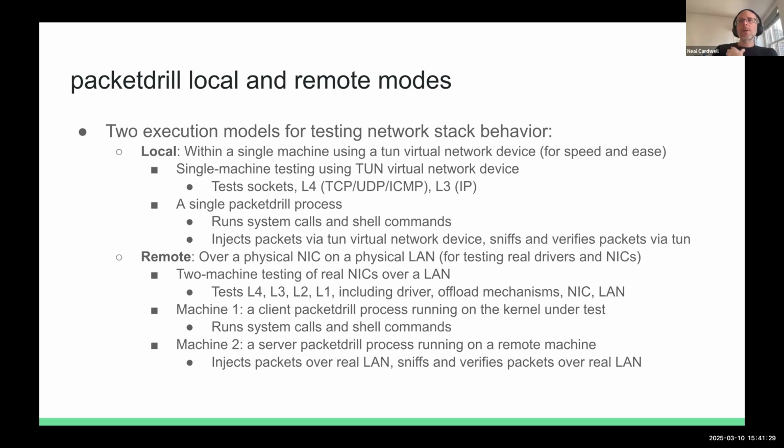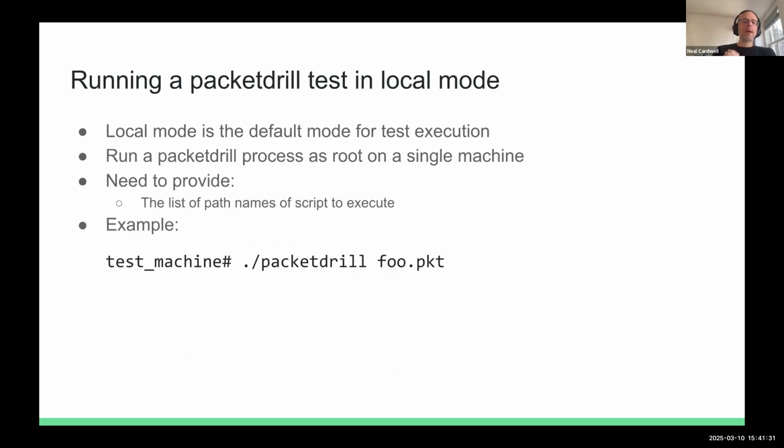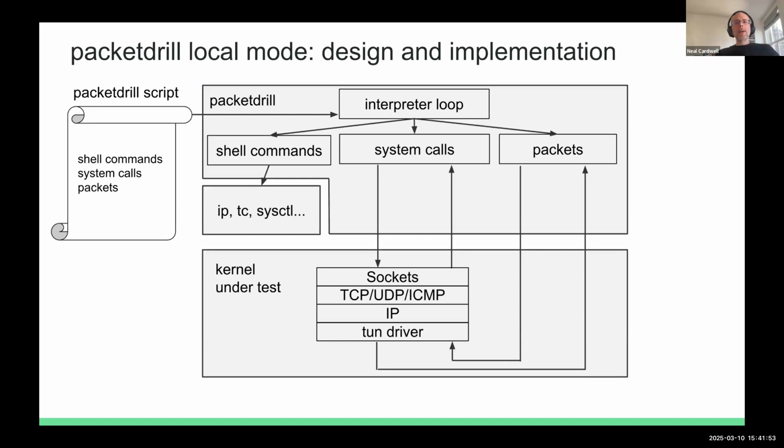So let's draw some pictures to see what this looks like. Well, first, actually, let's just show you the syntax for this. So local mode is very simple. You're running a Packetdrill process as root on a single machine. All you need to provide is the path name to the scripts you want to execute. So this is what it looks like, Packetdrill and then the script, as you would expect. And then how does that work?